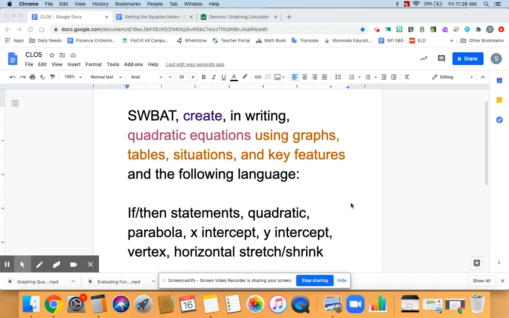The CLO for this lesson is that students will be able to create, in writing, quadratic equations using graphs, tables, situations, and key features, as well as the following language: if-then statements, quadratic, parabola, x-intercept, y-intercept, vertex, horizontal stretch/shrink. In your own words, what do you think you're going to learn how to do in this lesson?